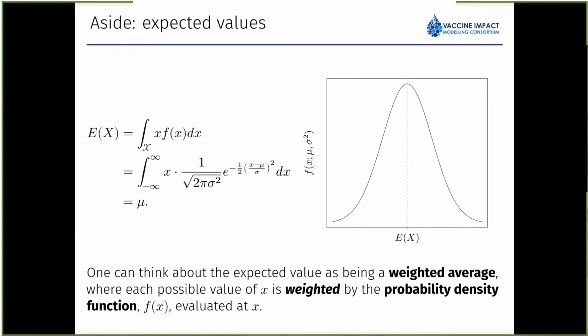And essentially, if you want a conceptual idea of what the mean is, you can think about the mean as being a weighted average, right? So I take every possible value of x and I weight it by the probability density function. And if I take the limit and do this across the whole space, then I end up with an integral, okay?